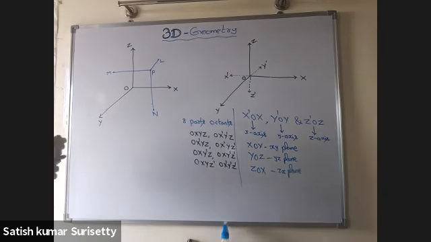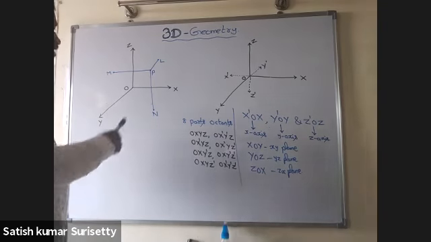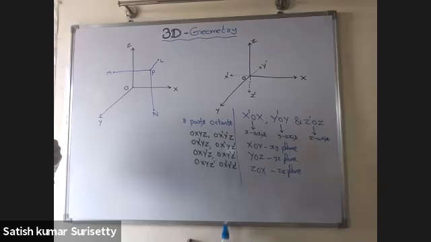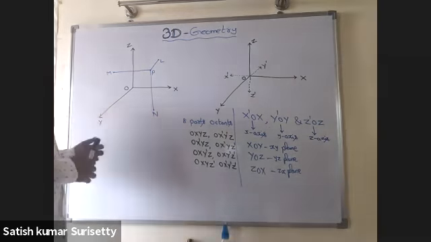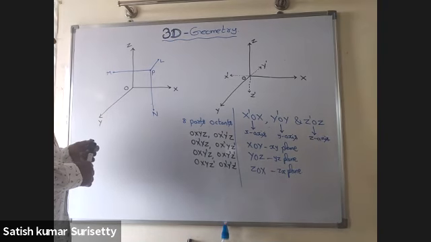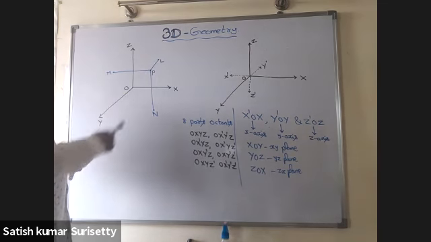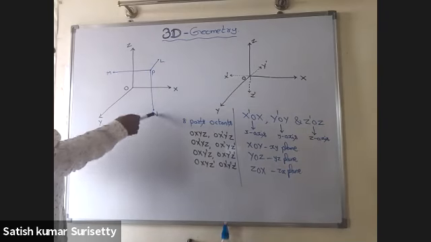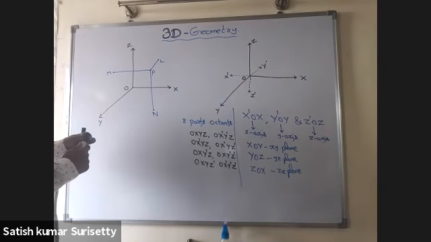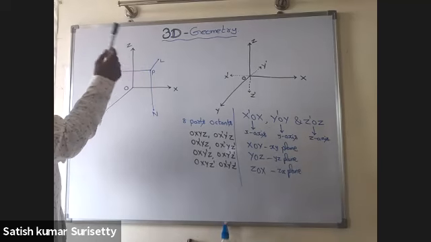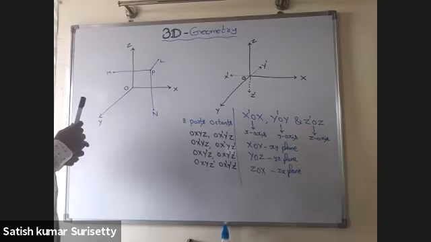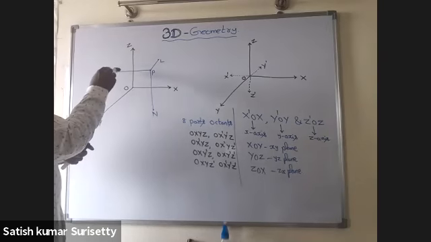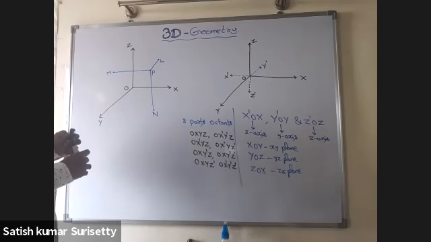Next. Let P be any point in the space. Draw PL, PM and PN perpendicular to XZ plane, YZ plane and XY plane respectively.